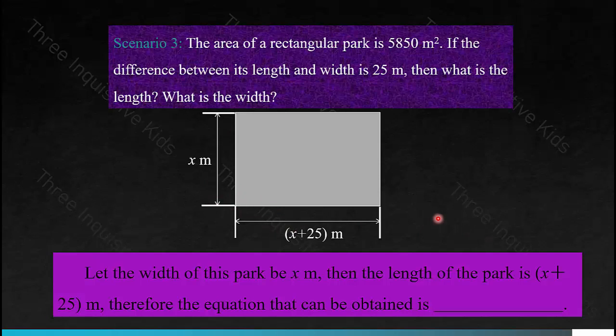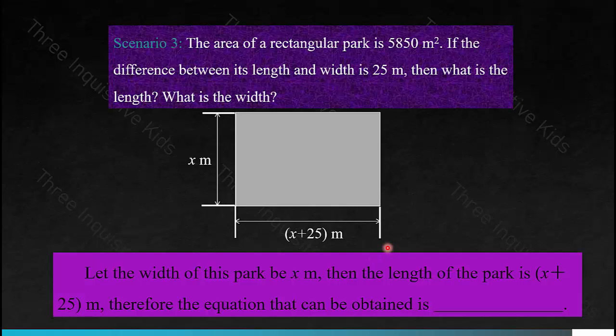And here, there are two unknown values, the length and the width, right? But we want as few variables as possible. So in order to do that, we're trying to make fewer unknowns. For example, we can represent both the length and width with x. So this is x and this is x plus 25.